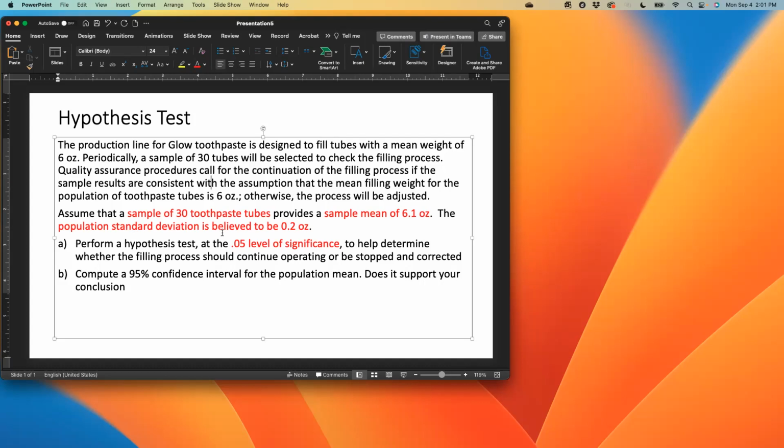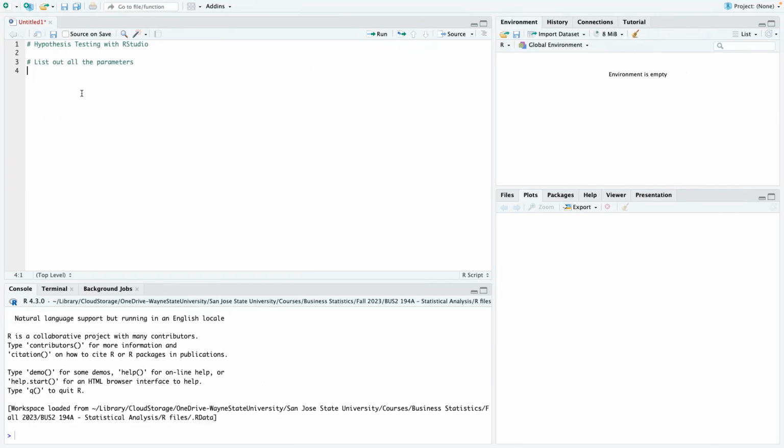And then lastly, there's one parameter that we're missing as well. We also see the mean filling weight for the population, which is the population mean, mu. It's also 6 ounce. All right, so I think now we have all of them. So let's put all of that in R.